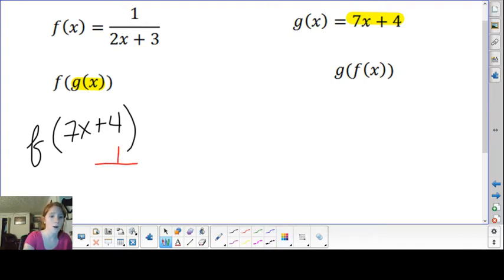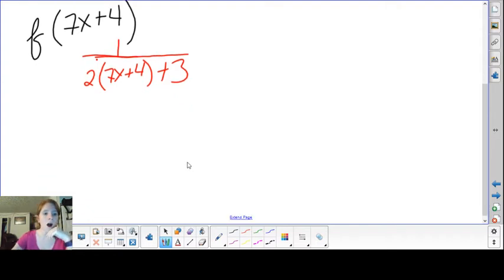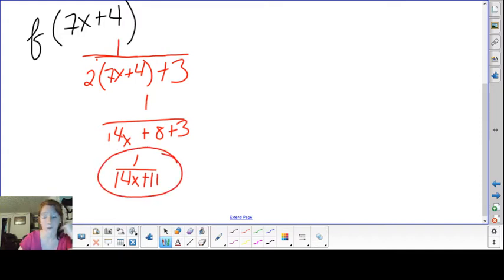So I have 1 over 2 times 7x plus 4 plus 3. And I don't like how my fraction's not nice and even, so I made it nice, a little bit longer. So I have 1 over 14x plus 8 plus 3, which is 1 over 14x plus 11, which is as simple as I can go.